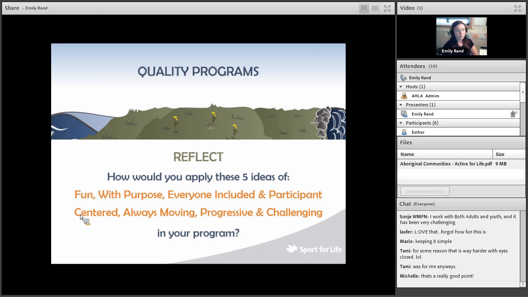So at this point, now that we've covered those 5 principles, and within this communities workshop, we really go through more of those in detail. But at this point, I just want you to take a second to reflect on how you would apply these 5 ideas of fun with purpose, everyone included and participant-centered, always moving, progressive and challenging in your program. I'm sure some of you or most of you are already doing some, if not all, of those really well, but maybe there are areas where you could reflect and say, hey, I think I could change that a bit, or maybe this is something that I want to work on as a leader.